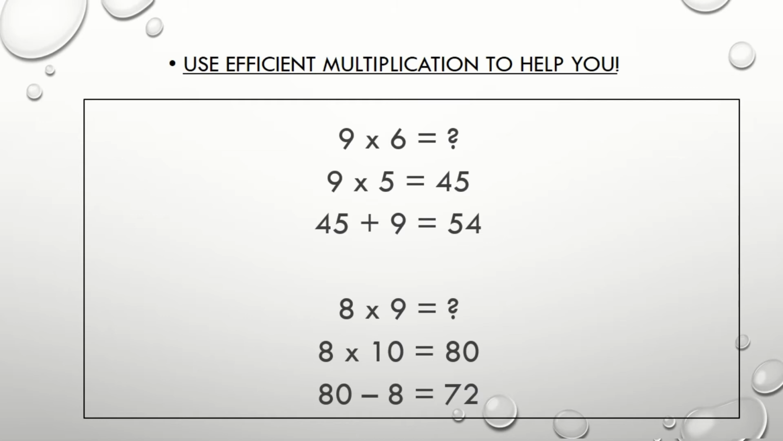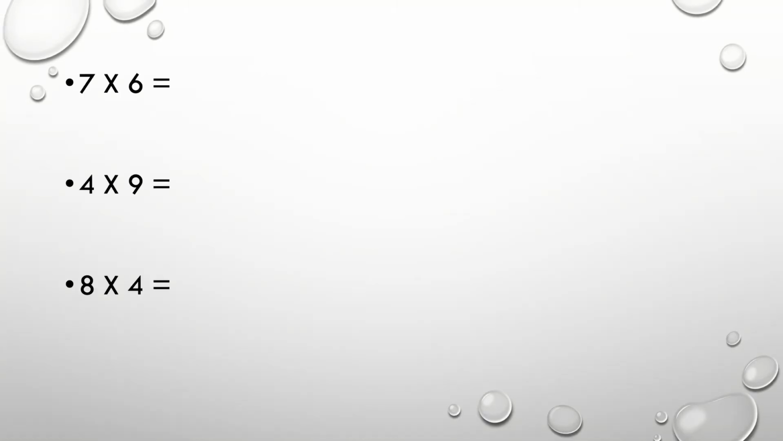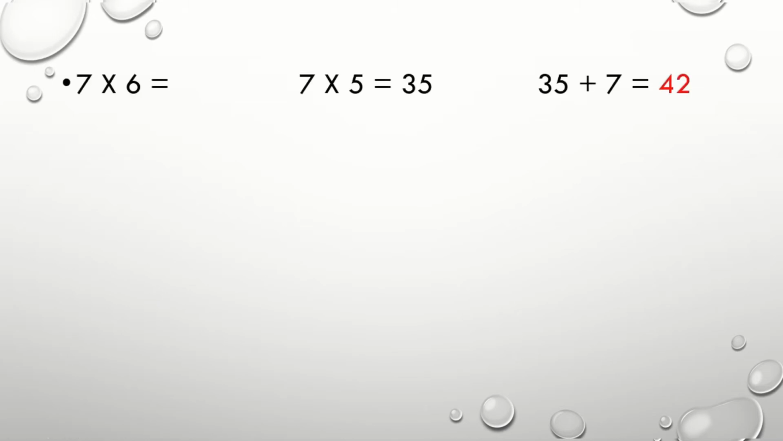So I now know that 8 times 9 is 72. I'm going to put a couple of examples on the next slide that I want you to have a go at. See if you can use your near multiples to help you. Okay, so let's have a look at the answers that we got. So let's look at the first one. So we had 7 times 6, and what does that equal? We could have done 7 times 5 is 35, and then we need to add one more lot of 7 on to get us the answer 42.